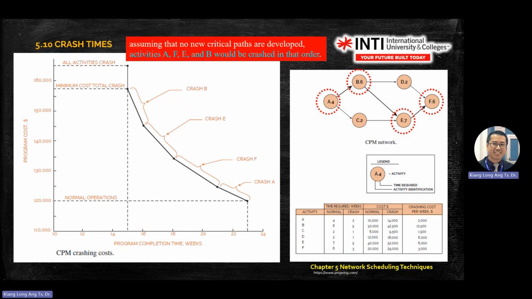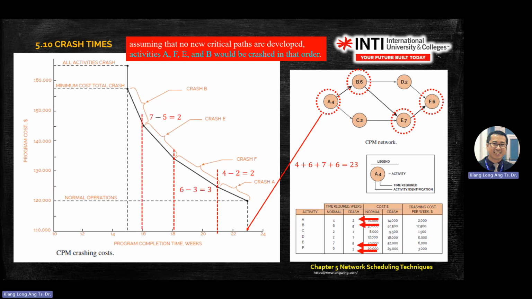Okay, so in your network, after this one fails, you go to B. It will be E, F. So you look here, A, B, E, and F. You look at the crashing cost. The sequence here will be A, F, E, B.